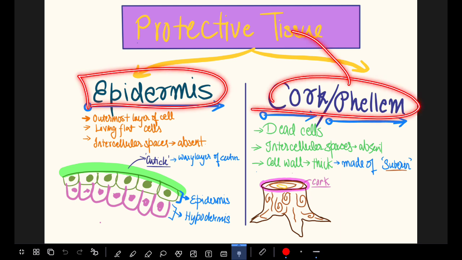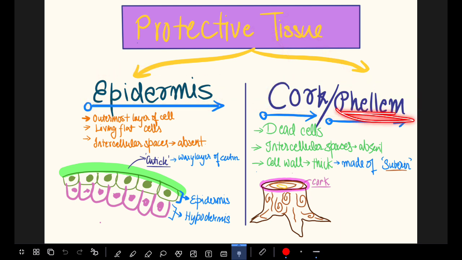Cork also performs the function of protection only. Cork is also known as phellem. Cork is made up of dead cells, whereas the epidermis is made up of living cells. One similarity: it also has intercellular spaces absent. Now the cell wall is thick and made up of suberin, a kind of chemical that is present in the cell wall.